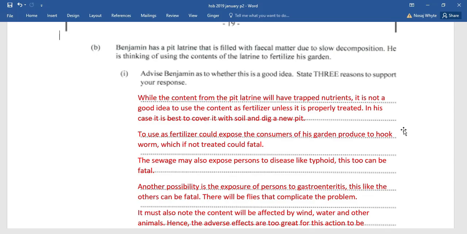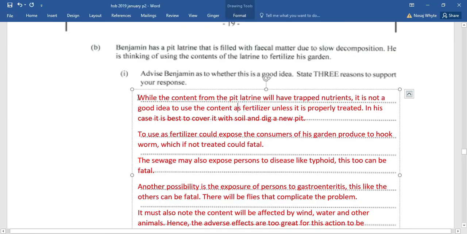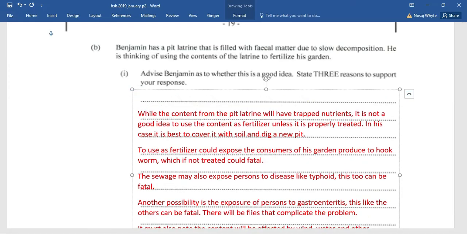All right, so the first thing we should have said here is that it is not a good idea. That's the first response you should have had. It is not a good idea. So probably I should put that in here if it is not here already. So let me just go up. It is not a good idea. All right, so we are supposed to advise Benjamin as to whether this is a good idea. So the first thing, you answer that part of the question. Then the next part, you are going to state 3 reasons to support your response.